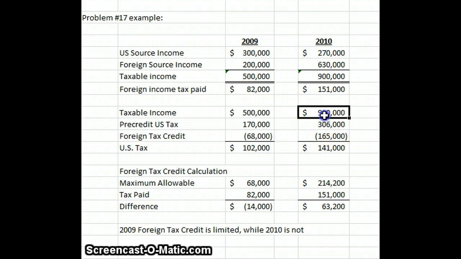For the next year, I'm going to do the same calculations. I have total taxable income of $900,000. My corporate tax rate is 34%. It's found on the table. So my pre-credit U.S. tax is $306,000.